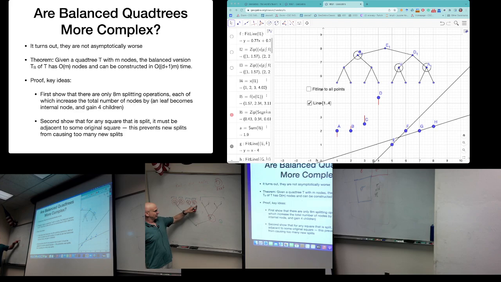This node looks at an immediate neighbor. It shows a boundary. The size of this guy is 1. The size of this guy is 4. Not balanced. So I need to split it.